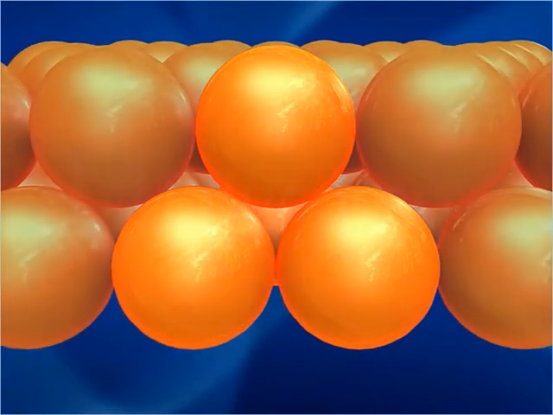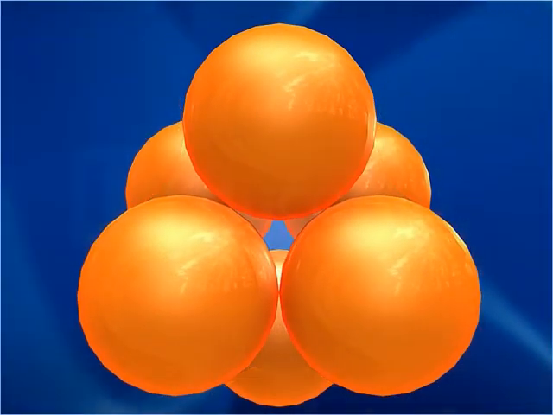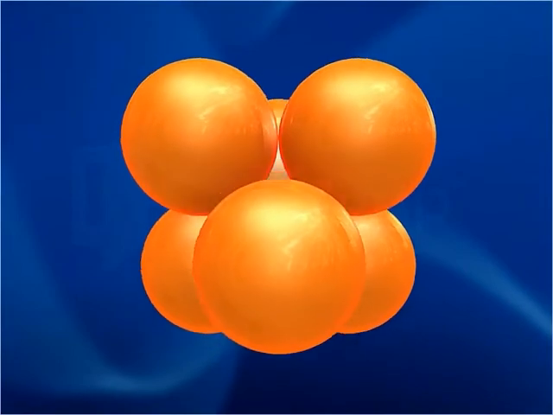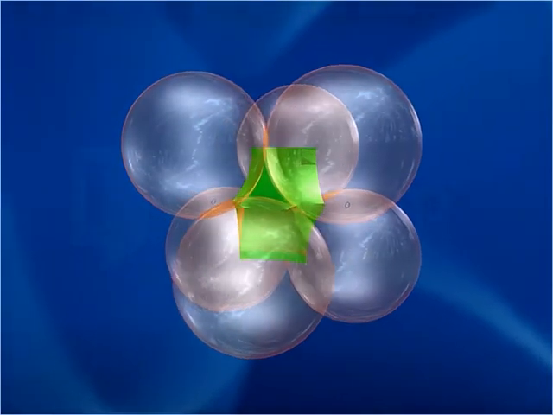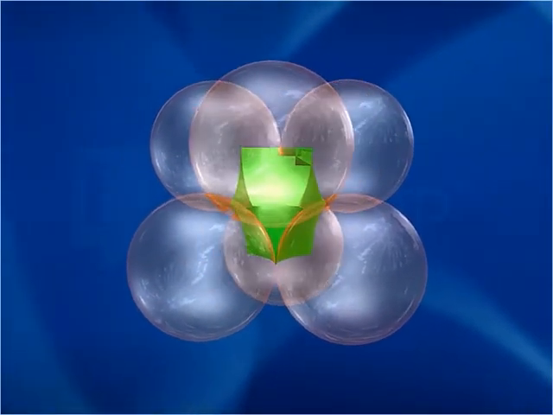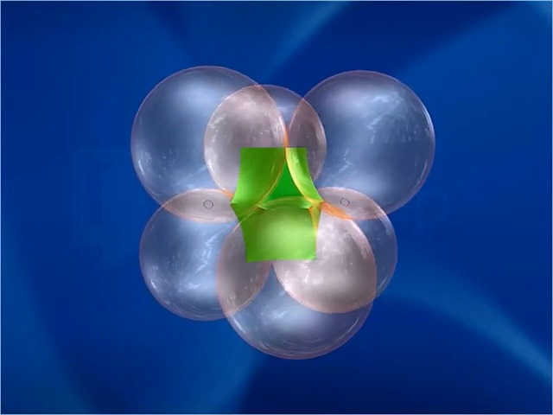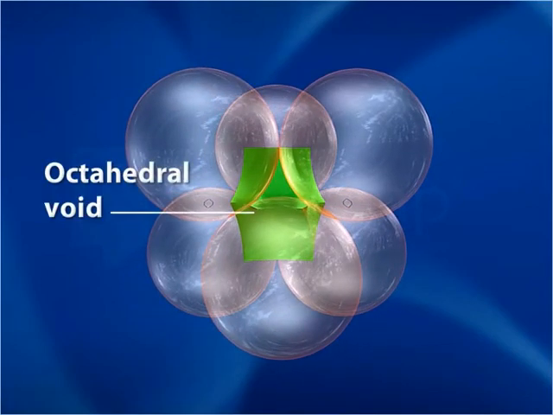Alternatively, at other places, the triangular voids of the first layer coincide with that of the second layer. At such places, a new type of void is formed. This void is surrounded by 6 particles and is called an octahedral void.